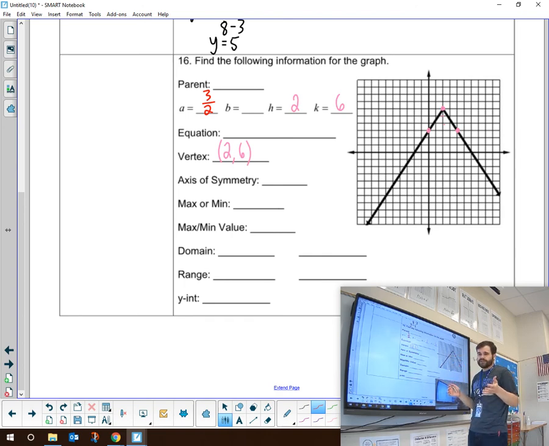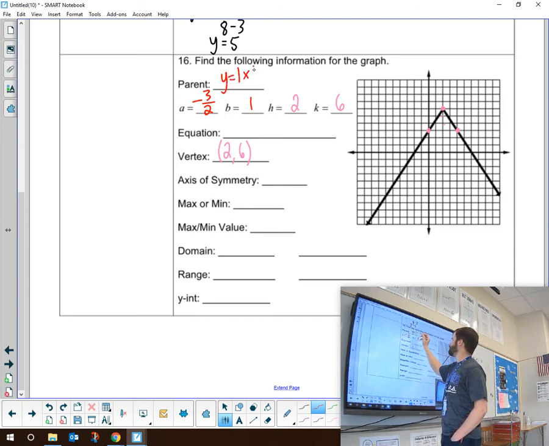But what else? What direction is this graph going? Yeah, it is opening down. And if it's opening down, that means we have a vertical reflection. That means my a has to be negative. So I have an a that's negative, and we're just going to assume b is 1 because we don't want to deal with it. And my parent function is always just y equals the absolute value of x.